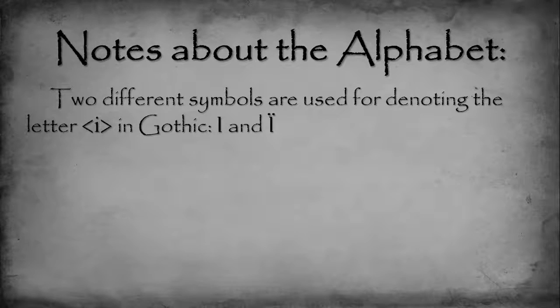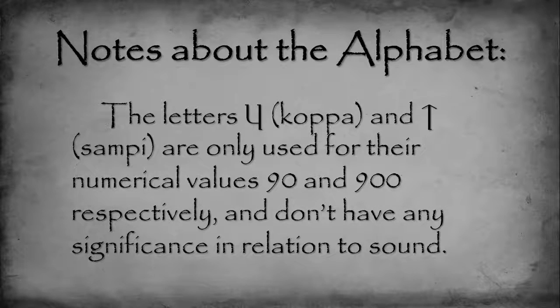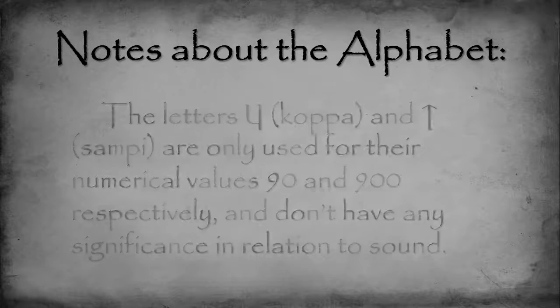Two different symbols are used for denoting the letter I in Gothic, Is and Is with a diaeresis mark. The latter is used at the beginning of a word and to show that an I sound does not form a diphthong with the previous vowel, so the difference between I versus Ï. The letter without two dots is used in all other situations. The letters Copa and Sampi are only used for their numerical values, 90 and 900 respectively, and don't have any significance in relation to sound.